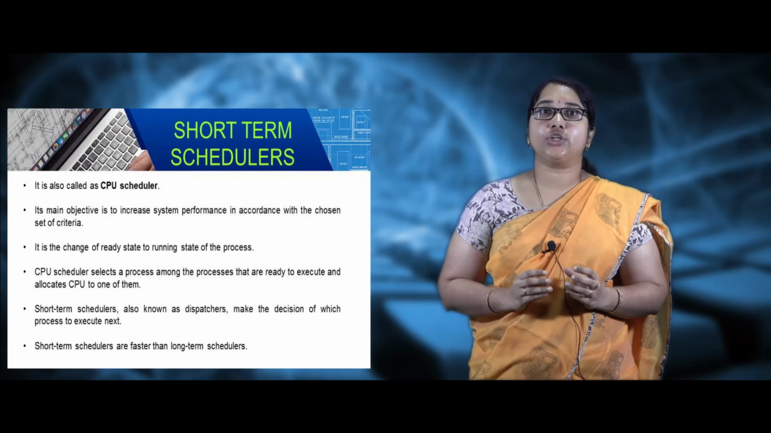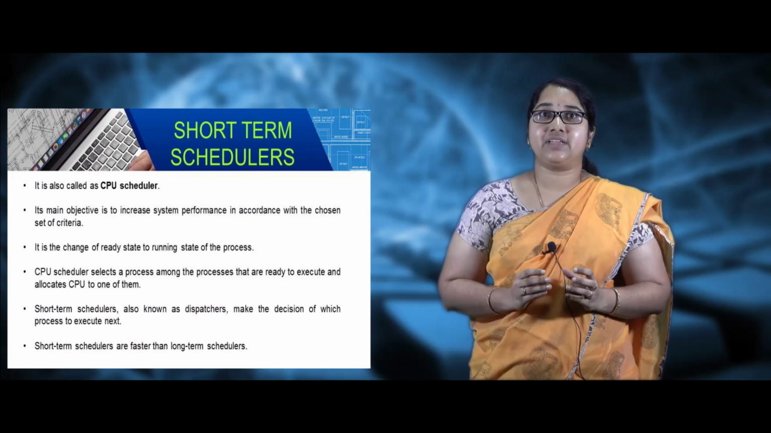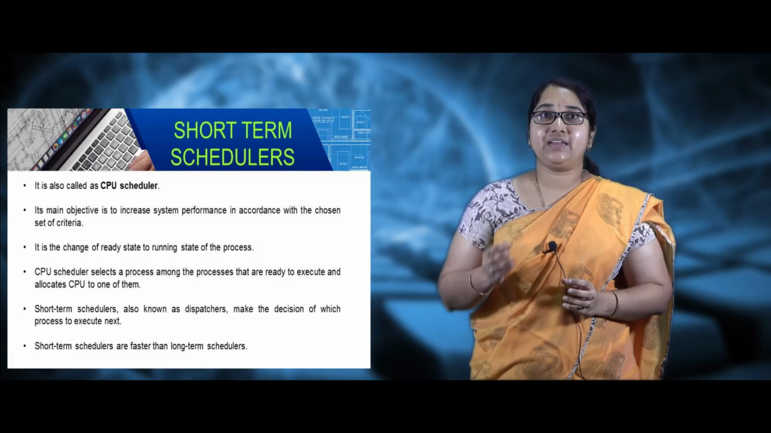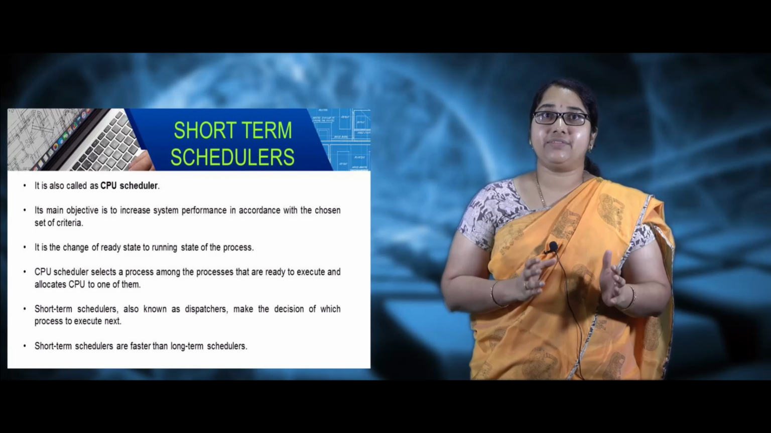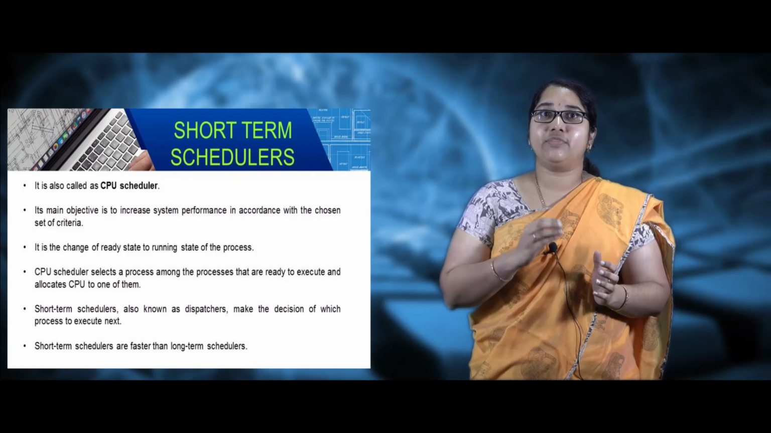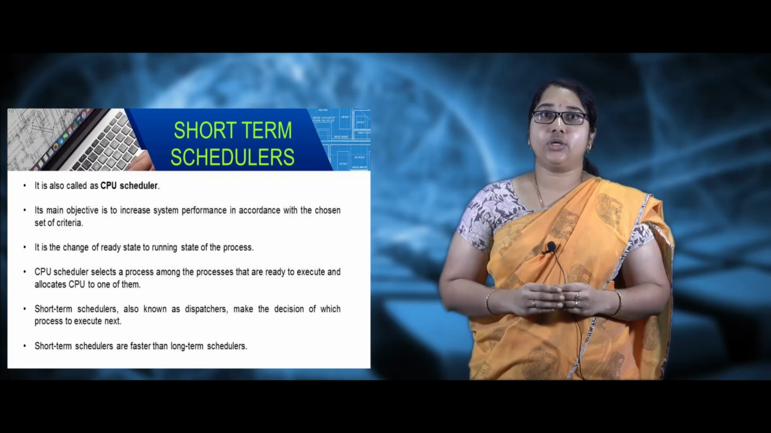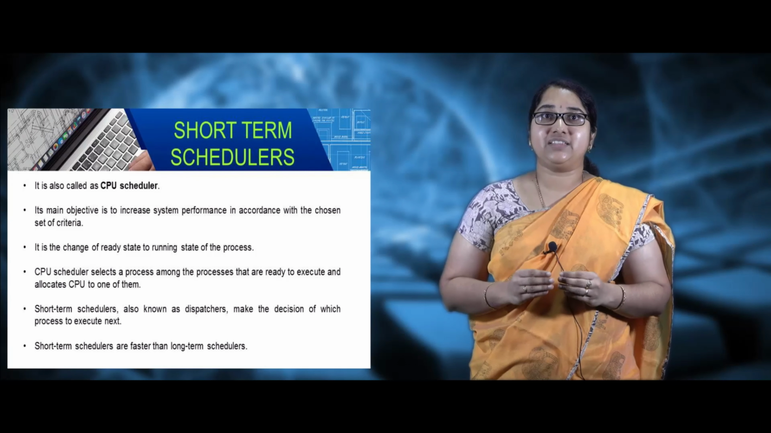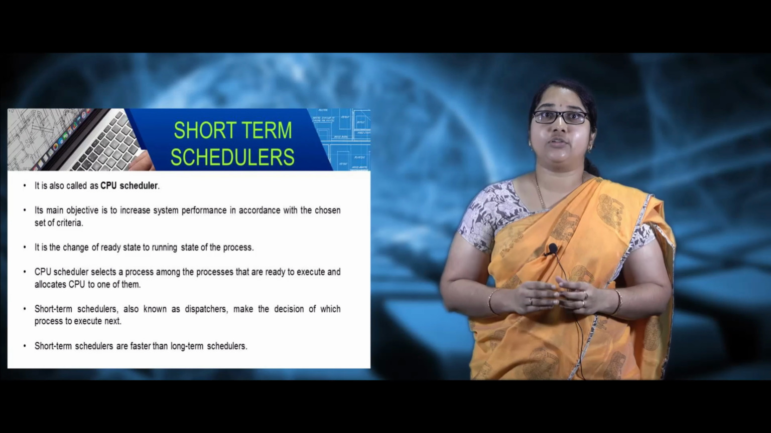Next, let us discuss the short-term scheduler. The short-term scheduler can also be called the CPU scheduler. Its objective is to increase the performance of the system in accordance with the set of criteria given. The short-term scheduler changes the state of a process from the ready state to the running state. Within a given set of processes, it decides which process has to be taken and given to the CPU for execution. As a result, the short-term scheduler can also be called a dispatcher, because it decides which process has to be executed next. The short-term scheduler is much faster compared to the long-term scheduler.